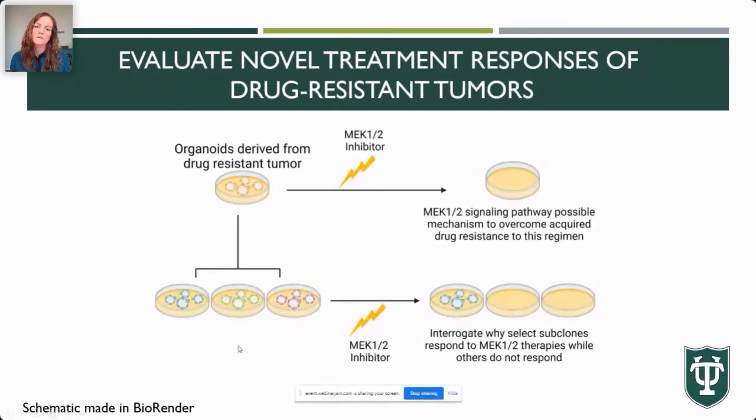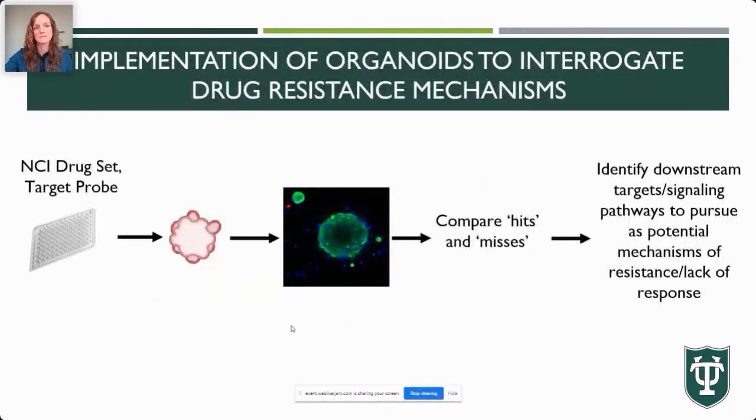Or you can treat the various subclones and interrogate why some subclones have a more robust response to these targeted therapies in the specific signaling pathways, while there's a lack of response in other subclones. So using these organoid models, you can really interrogate drug resistance mechanisms. You can do this on a larger scale using a target probe or a drug set, hit organoids with these therapies, and then compare what's a hit and what's a miss.